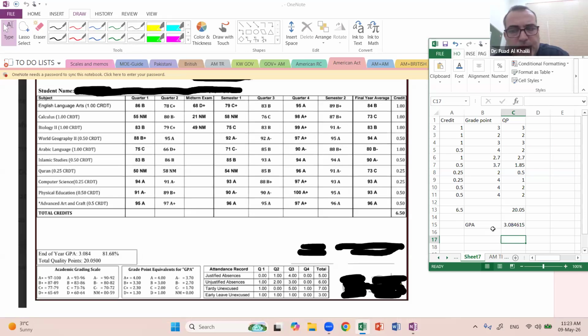3.08. Yeah, that's what I got. 3.08. Okay. Percentage, it's easy, but please follow the same methodology. Percentage, what is the percentage according to the ministry?